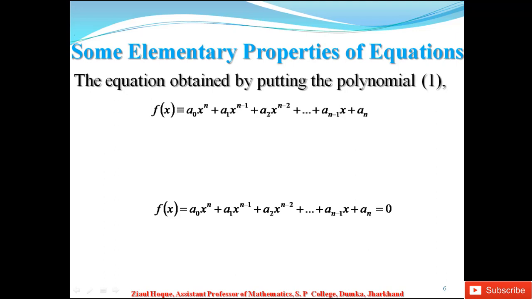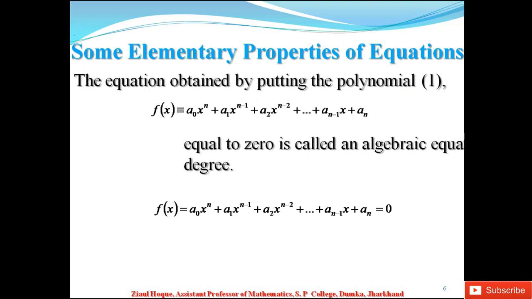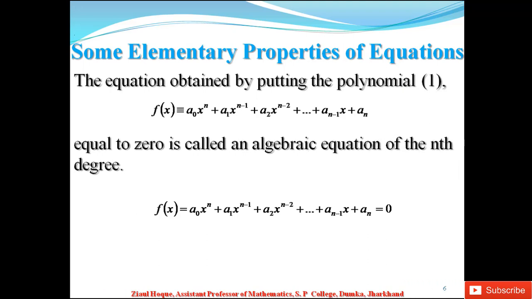The equation obtained by putting the polynomial f(x) equal to a0 x to the power n plus a1 x to the power n minus 1 plus a2 x to the power n minus 2 plus dot dot dot plus an minus 1 x plus an equal to 0 is called an algebraic equation of the nth degree.